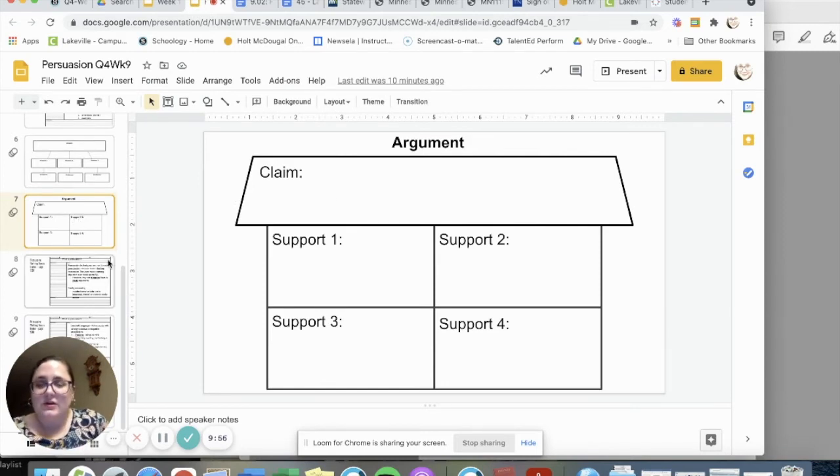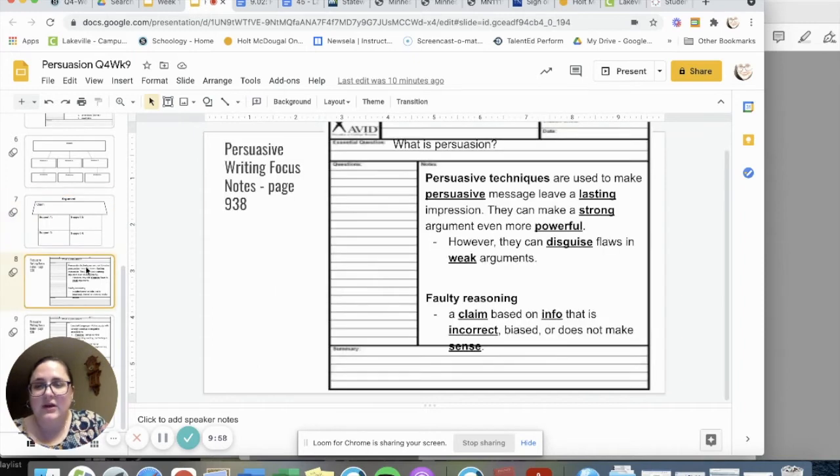So now here we go. Next, we're going to the persuasive techniques, the what is persuasion, which is the second page in your notes. If you've written a lot of notes, it might be your third page now, but remember, it's the next page. All right, here we go.